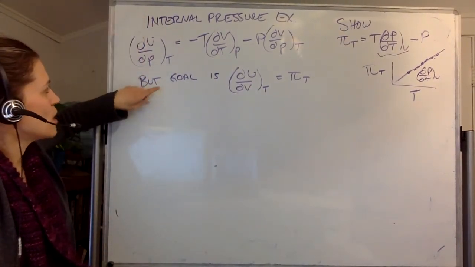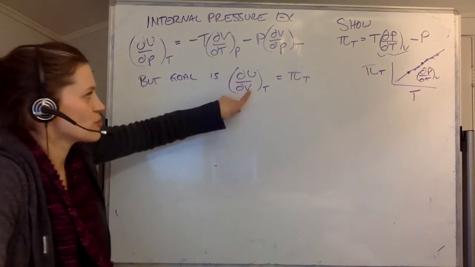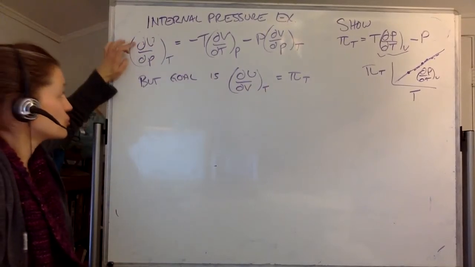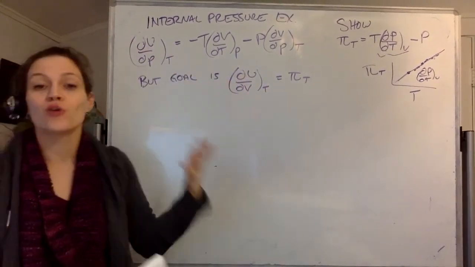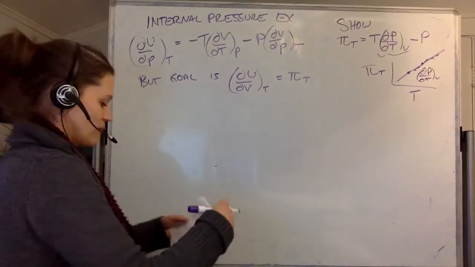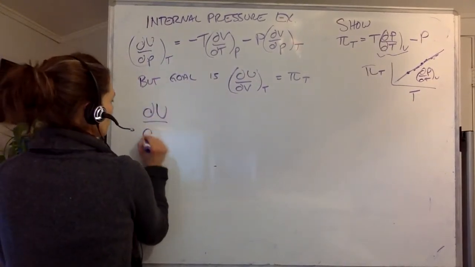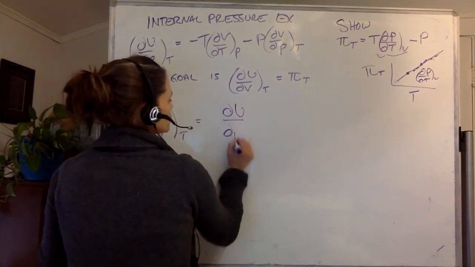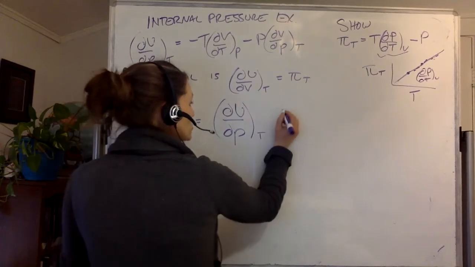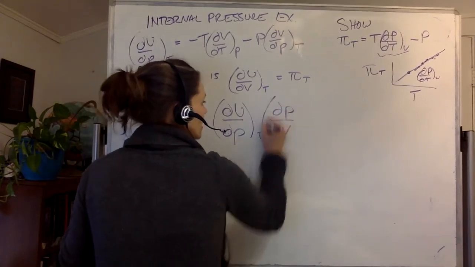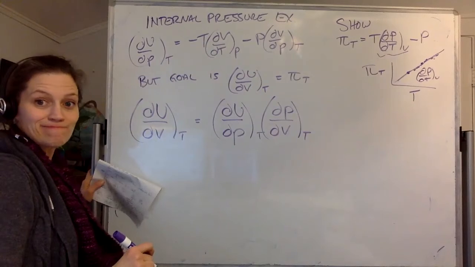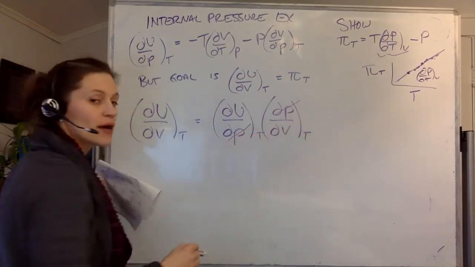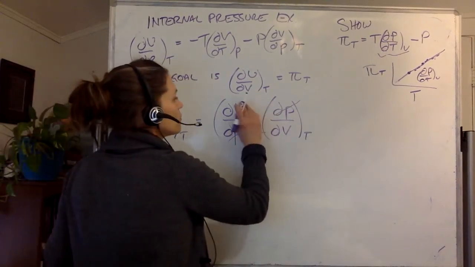So now I want to look at partial U, partial V. That was the goal, that's what we're looking for. But I have partial U, partial P instead of partial U, partial V. How do I remedy that? Neat math trick. Here we go. Well, partial U, partial V at constant T is equal to partial U, partial P at constant T multiplied by partial P partial V at constant T. Do you see why? I have some friends in the mathematics department that might punch me in the face seeing me do this, but you know what? It works.